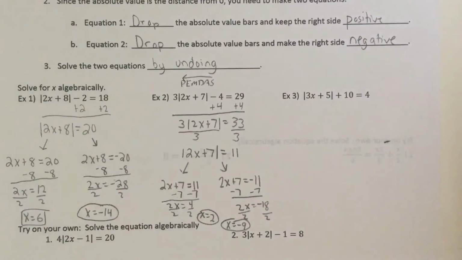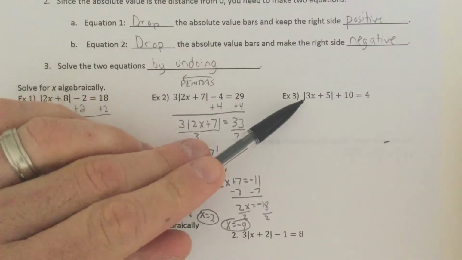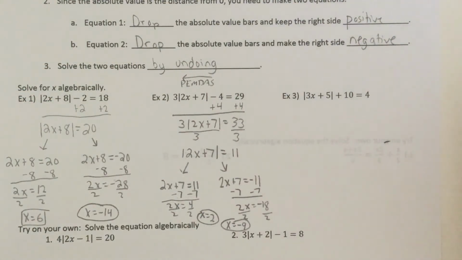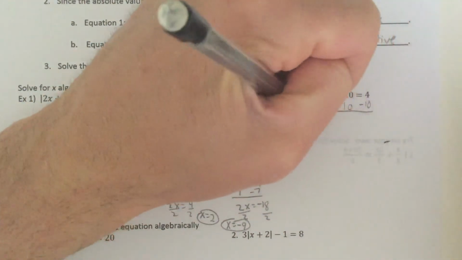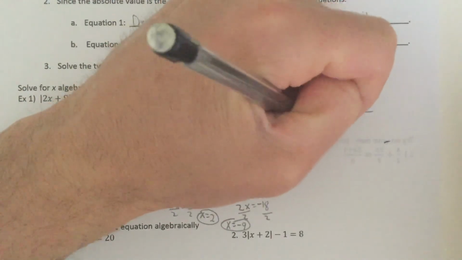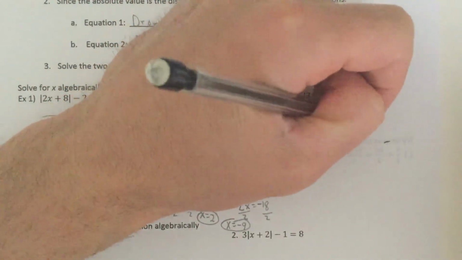All right, and example 3. Again, I have to isolate that absolute value first, and right now it's not isolated. So I'm going to subtract 10 because I'm doing PEMDAS backwards. And when I do that, I get the absolute value of 3x plus 5 is equal to negative 6.